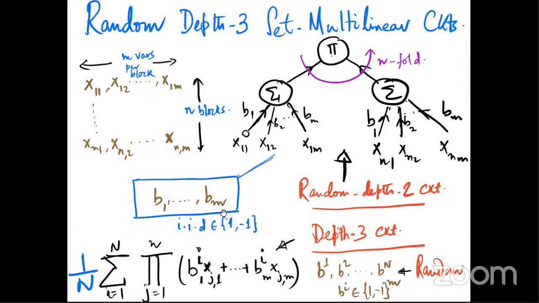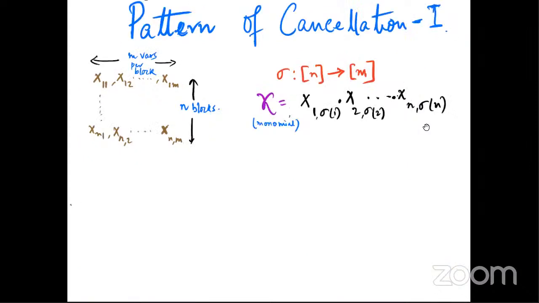Just to say this: since I've chosen capital N many such random depth 2 circuits, each random depth 2 circuit gets its own copy of this B, which I represent with a superscript. B superscript 1 is m random numbers, all either 1 or -1, for the first circuit. B superscript 2 is for the second circuit, a fresh copy, and so on. So let's look at the pattern of cancellation. Let's look at a monomial.